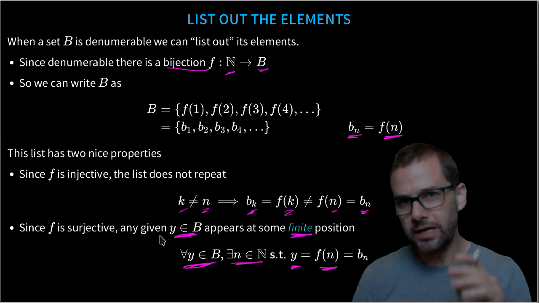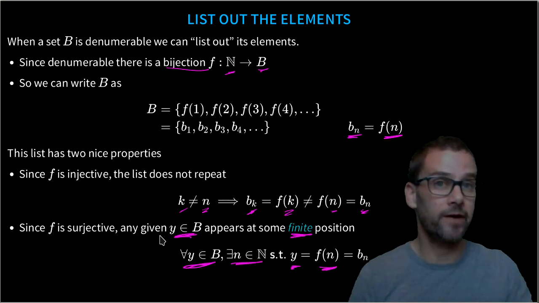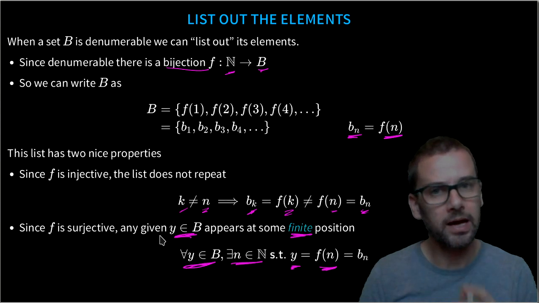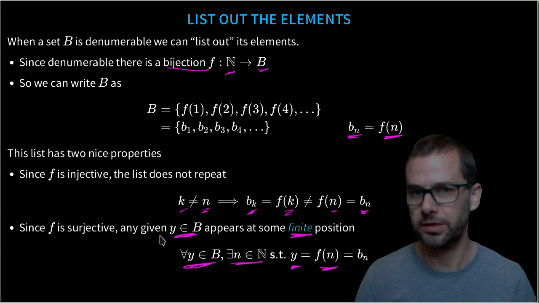So this means any given element of the list that you choose, any given element of B that you choose, you can always find it at a finite position. Now that finite position might be way down the list, but it always has to appear at a finite place in the list. And we'll see some examples of when that becomes important in just a moment.